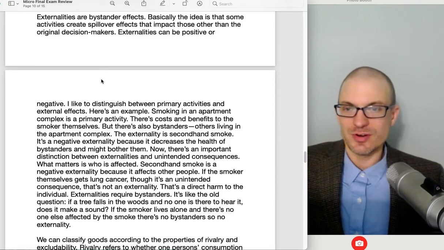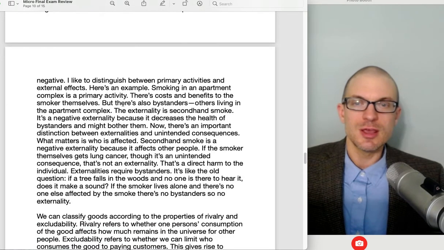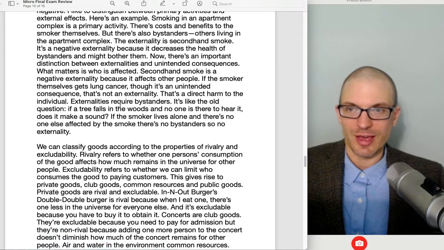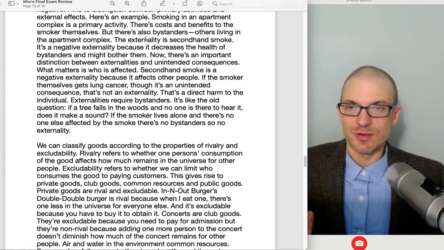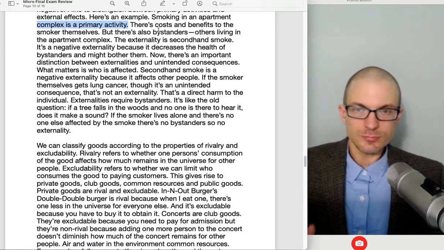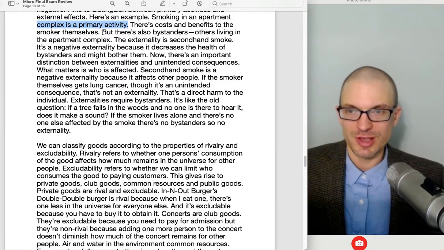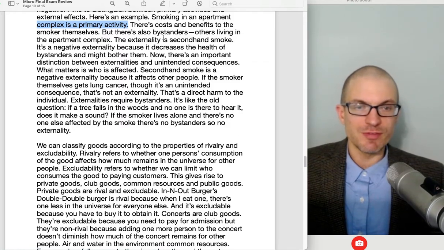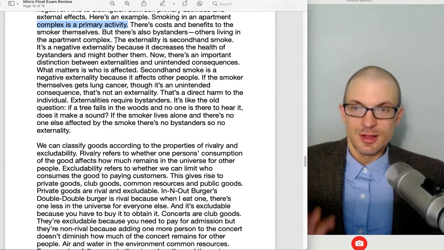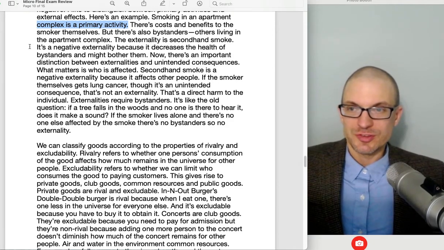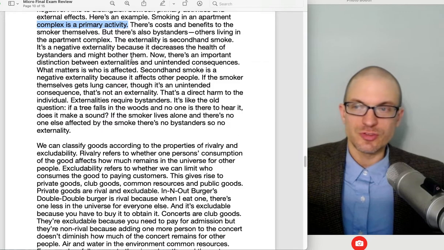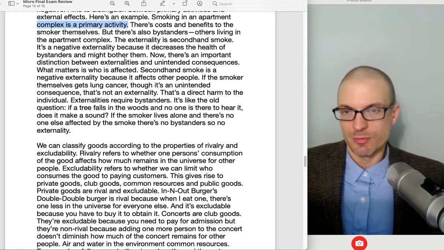Externalities can be positive or negative. I like to distinguish between primary activities and external effects. So here's an example. If there's smoking in an apartment complex, you've got this as a primary activity. There's costs and benefits to the smoker themselves. There's also bystanders, others living in the apartment complex. The externality is secondhand smoke. It's a negative externality because it decreases the health of the bystanders, might bother them or whatever.